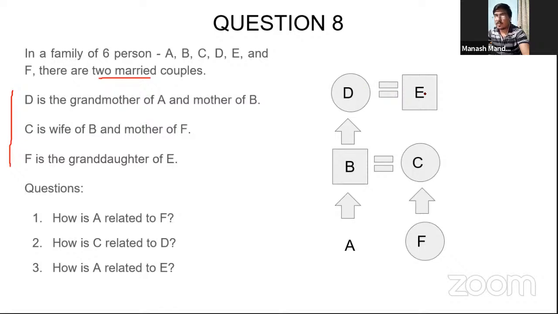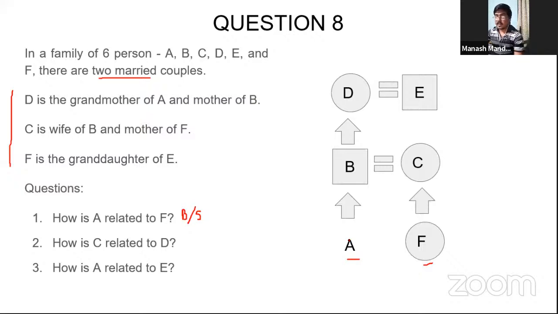Now let us move to the question. The question is, how is A related to F? So this is A and this is F. A related to F. So they are basically, I think, brother and sister. We do not know whether A is a male or a female, so A is either the brother or the sister of F. So it can be either the brother or the sister of F, for those who do not know the gender.